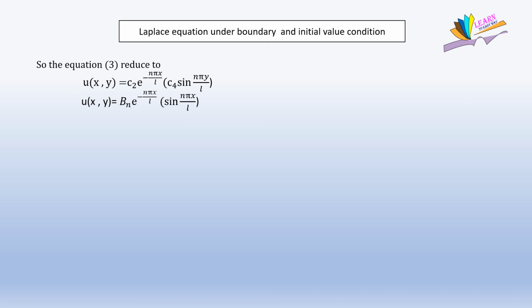To simplify that, u(x, y) is equal to bn e^(-n pi x / L) sin(n pi y / L), এখানে y হবে sin(n pi y / L). So the general solution of the equation u(x, y) is equal to the summation n tends to 1 থেকে infinity of bn e^(-n pi x / L) sin(n pi y / L).